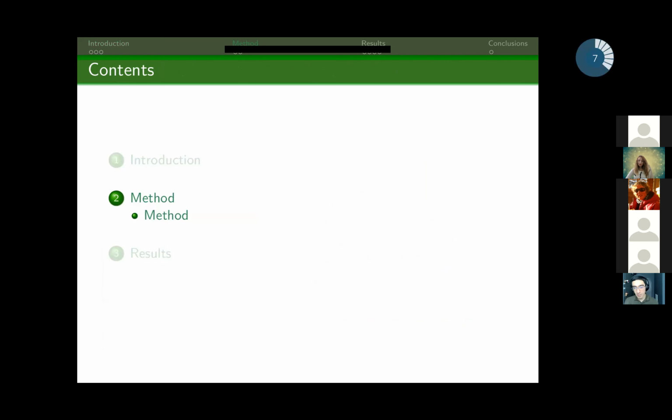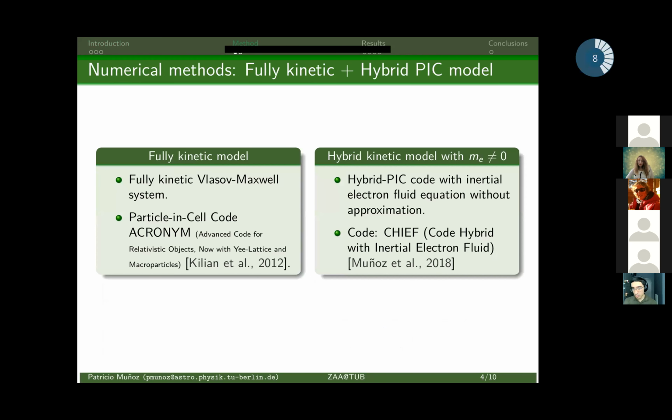Okay, so that is the motivation of our work. Now, how are we going to tackle this problem? We're going to use simulations, two kinds of simulations.